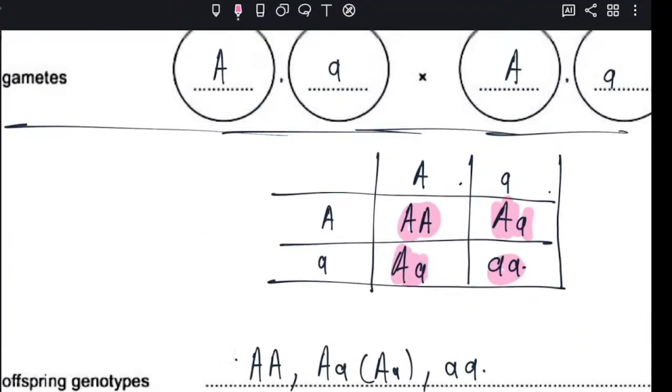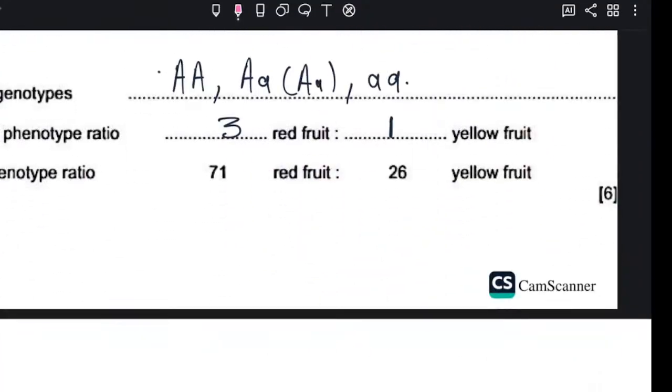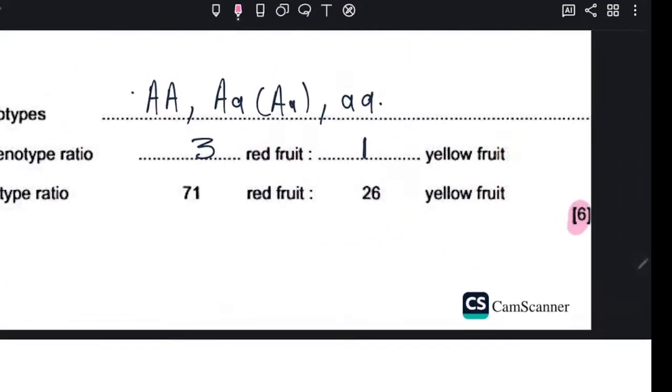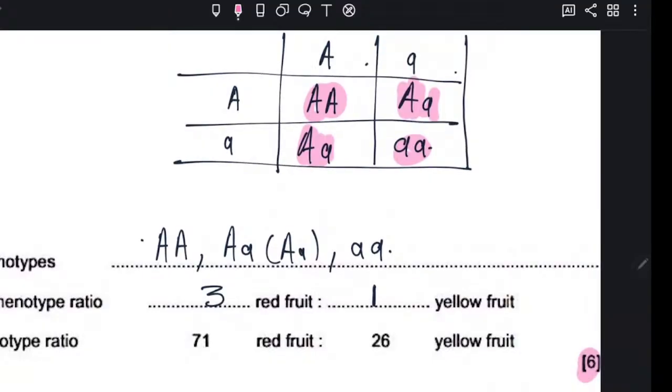Can you imagine that just doing this gives you all these marks? 6 marks. Just doing this. Can you imagine?